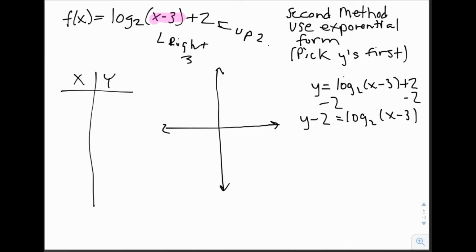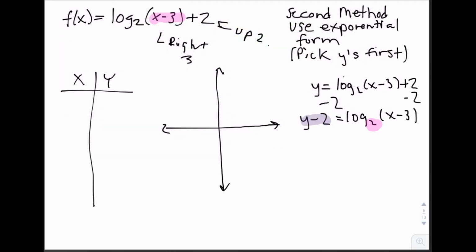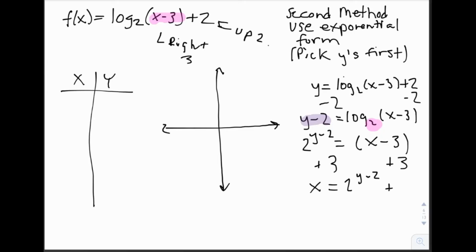And now what you can do is take the 2, which is going to be your base, and raise it to your exponent, which is going to be that y minus 2. So in this case, we will be left with 2 raised to the y minus 2, and that's going to be equal to, what do we have left over? Well, an x minus 3. So we can do some final configurations to this. Add the 3 over, and that leaves us with x is equal to 2 raised to the y minus 2, and then finally plus a 3.